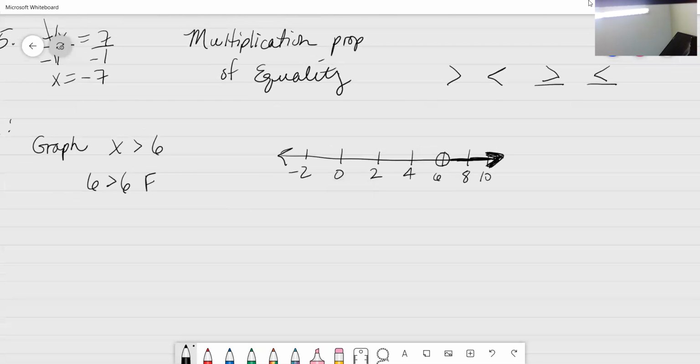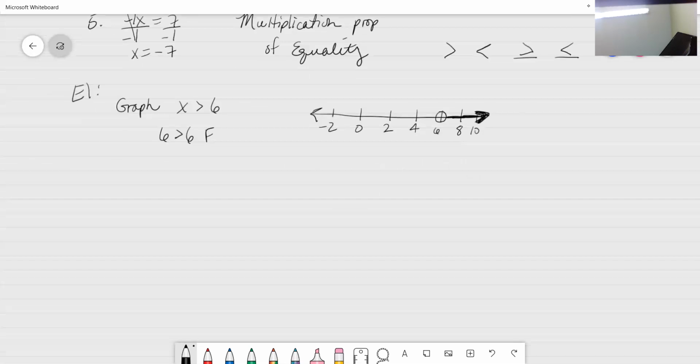So when we graph x is greater than 6, we don't include 6, but we do show that that's our starting point. Then every number greater than 6, even if it's 6.00001, is going to be higher than the value of just 6. And so that would be our answer. Now, if we look at example 2, this just gives us the option with the equals.